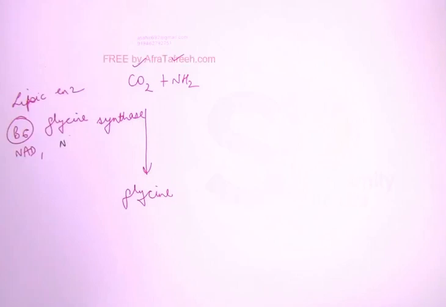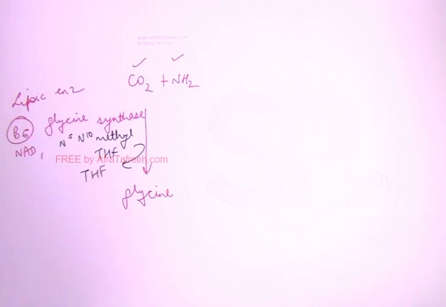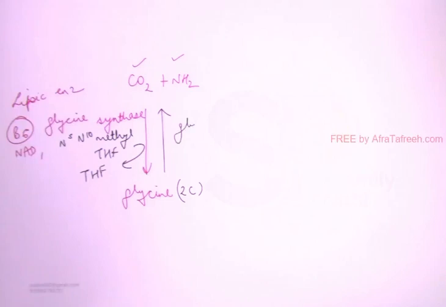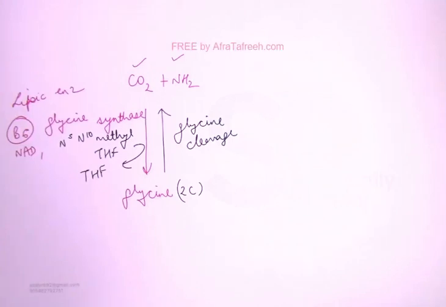Here N5N10 methyl tetrahydrofolate will be giving methyl group, making tetrahydrofolate. Now glycine is having 2 carbon. Glycine can be again broken down to carbon dioxide and ammonia by glycine cleavage system, and now methyl group is removed, and again tetrahydrofolate will be converted to N5N10 methyl tetrahydrofolate. This is done by glycine cleavage system, right?